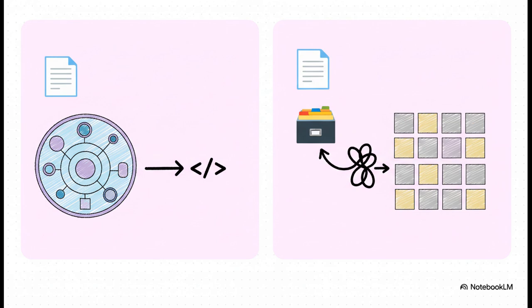And this slide really shows you the core difference. On the left, with MongoDB, the data model looks just like the objects in your code. It's seamless.